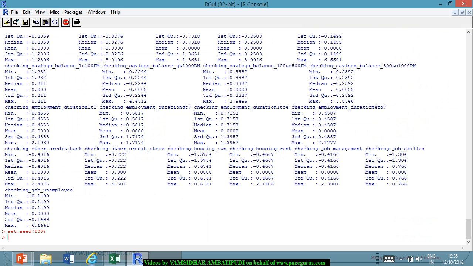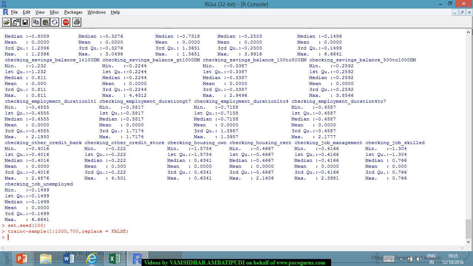Now that I have set the seed at 100, I will create a variable called train, which is a sample from 1 to 1000 numbers. Take a sample of 700 numbers where replace equal to false, meaning there is no duplication. If I am fine with duplication, I will set replace equal to true. But here I don't want duplication, so I have set replace equal to false. So this is what has come out as part of my training data.